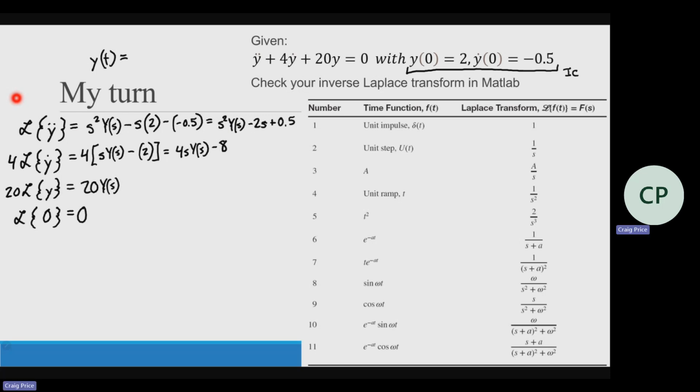So now, using that initial equation that we have, we're going to plug all these Laplace transforms into that equation. So we get an s squared y minus 2s plus 0.5 plus my 4y dot, which is 4s times y minus 8. And then we have a plus 20y, and this is equal to 0.